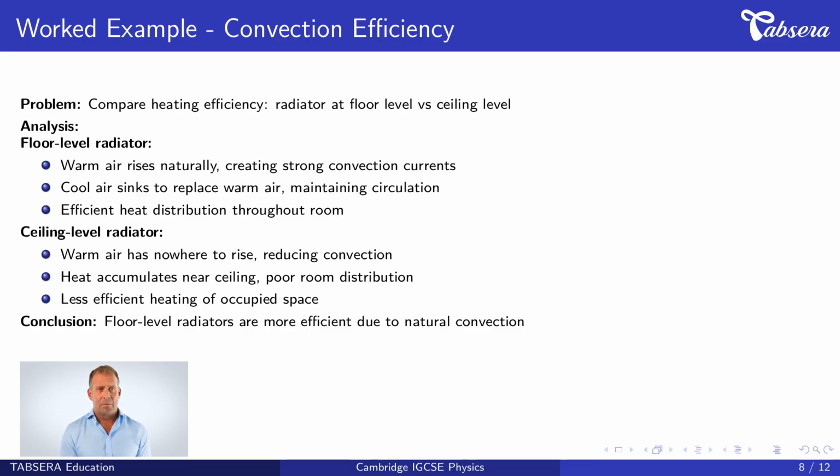Ceiling-level radiators work poorly because warm air has nowhere to rise, reducing convection effectiveness. Heat accumulates near the ceiling, providing poor distribution to the occupied space below. This is less efficient for heating where people actually are. The conclusion is that floor-level radiators are more efficient due to natural convection patterns working with gravity.